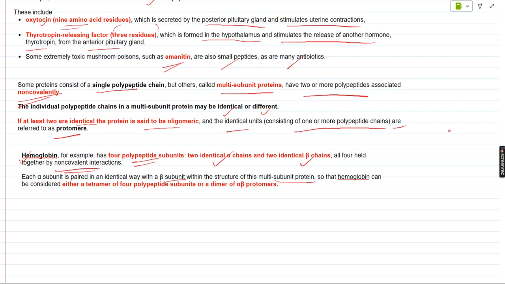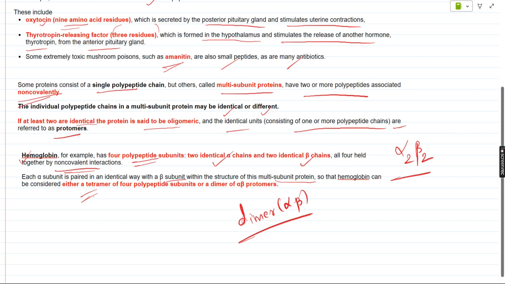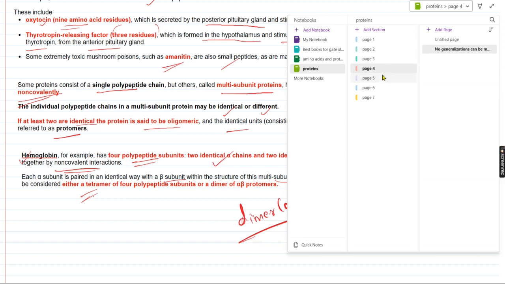protein, so that hemoglobin can be considered either a tetramer, like alpha 2 beta 2, that's the common way you actually write. Many people write hemoglobin as a tetramer because it has 2 alpha and 2 beta, or it can also be called a dimer of alpha beta protomers. So this alpha beta is regarded as a protomer, and a dimer of it will be a hemoglobin. Moving on.